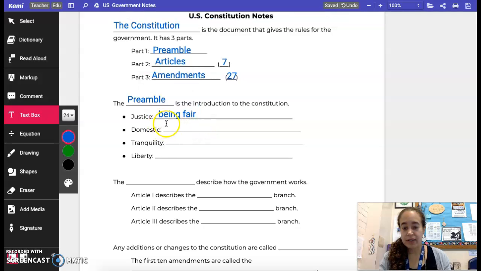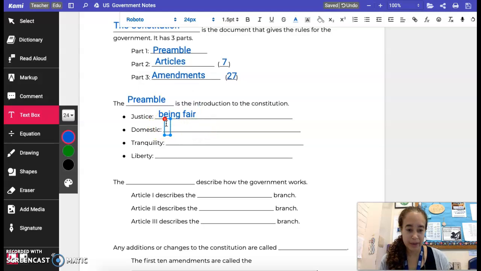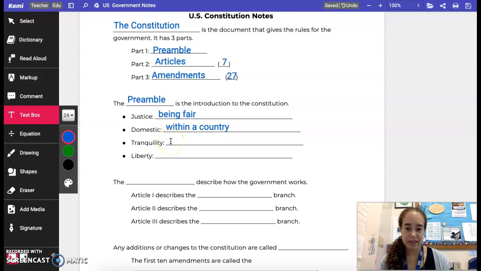For the word domestic, there's a couple of definitions, but the best definition for our U.S. government unit, when we read the word domestic, is going to typically mean being within a country. You can think of the definition of domestic as like the opposite of something that's foreign. Foreign is within a different country. Domestic is within our own country.